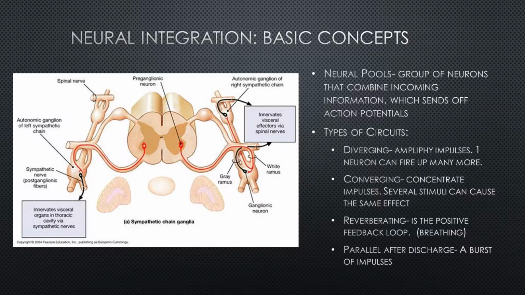Basic concepts of neural integration. Neural pools are groups of neurons that combine incoming information, which sends off an action potential. There are 4 different types of circuits: diverging, converging, reverberating, and parallel after discharge. Diverging amplifies the impulses. One neuron can fire up many more. Converging concentrates impulses. Several stimuli can cause the same effect.